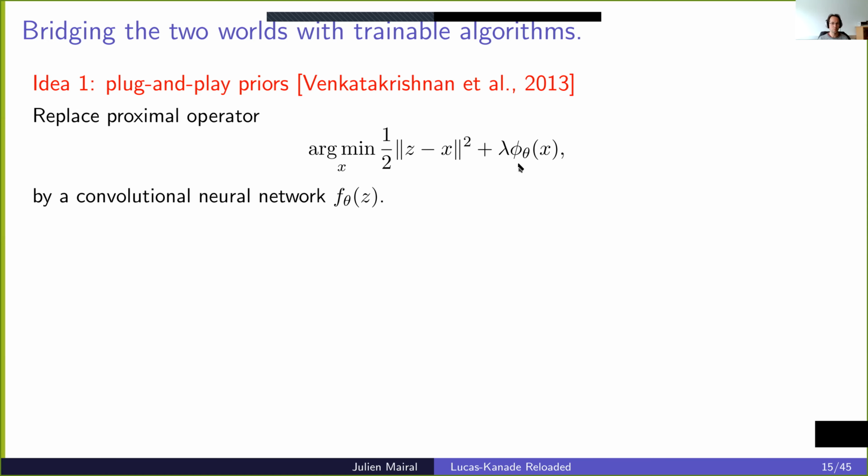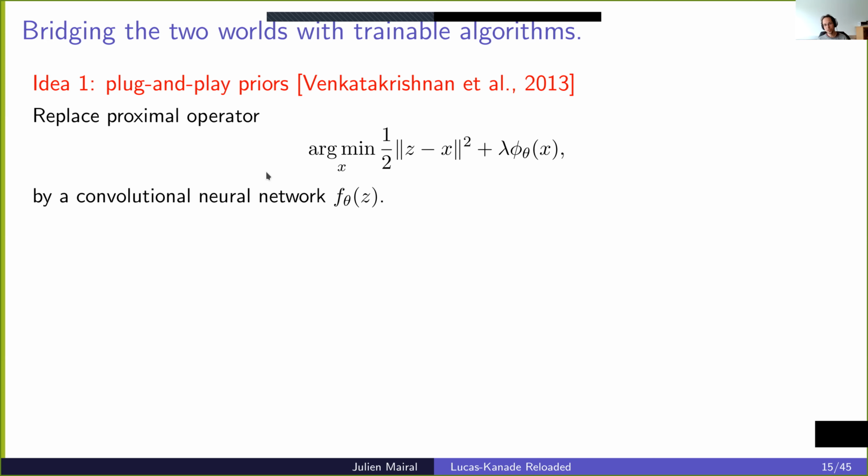So the effect of the proximal operator is actually to make a current estimate Z compliant with the prior. So in a way, it can be seen as some sort of denoising step. We want to have X which is close to Z, but we want phi theta of X to be small as well. And for denoising, it turns out that classical deep learning models, such as convolutional neural networks, are pretty good at it. So the idea is that within an optimization method, we replace the proximal operator by something like a convnet, which depends on model parameters theta.